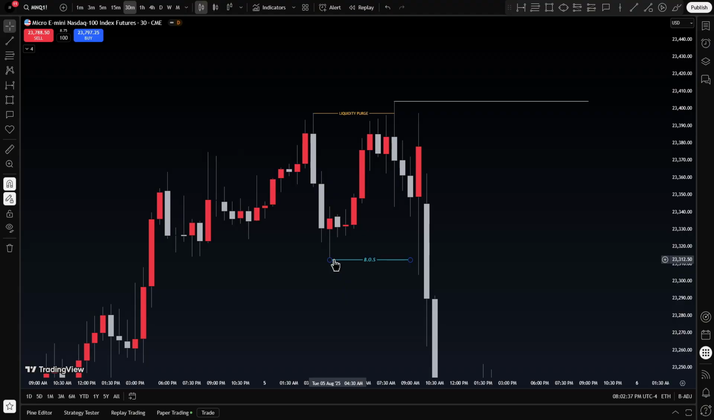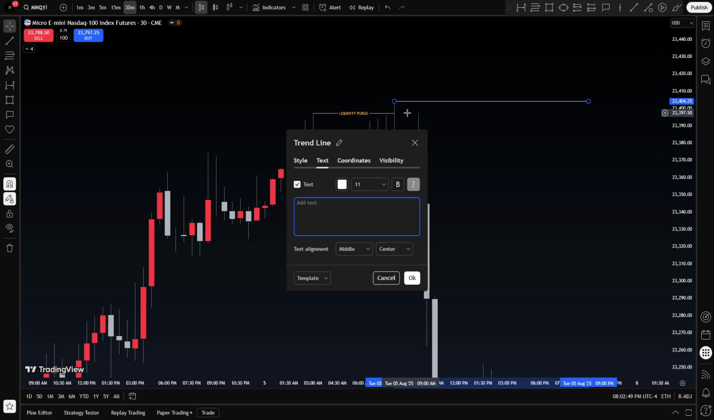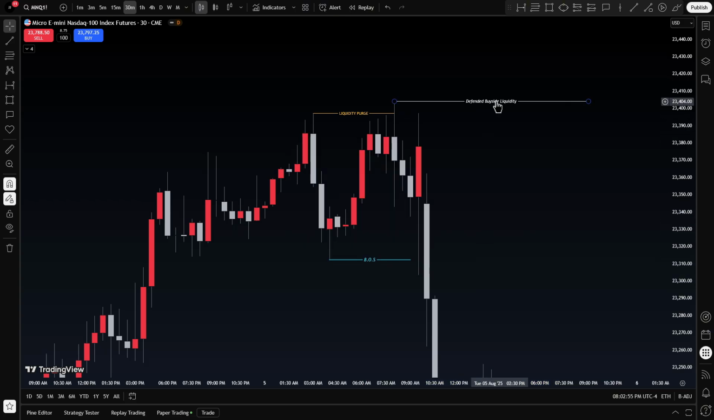Creates a break in market structure. Since there's such accumulation before the break in market structure, this becomes a defended swing. This right here becomes defended buy-side liquidity, if you want to say. So this becomes defended buy-side liquidity. I need to make that gray, but it doesn't really matter. Tries to come up, purge that buy-side liquidity, fails to do so.